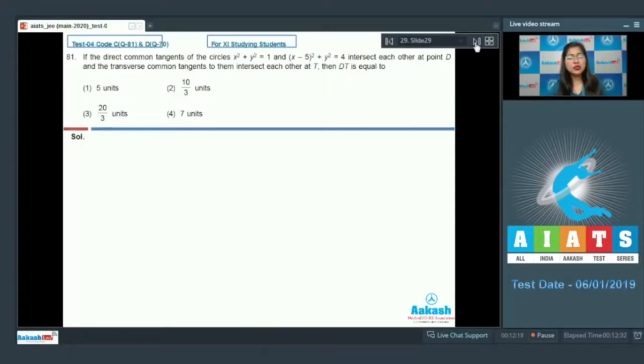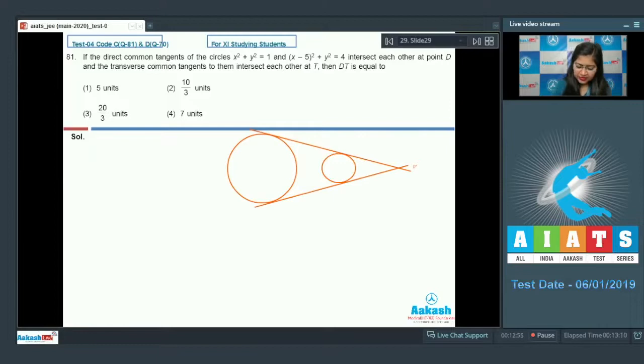Next is question number 81, which says that if the direct common tangents of the circles x square plus y square equal to 1 and (x minus 5) whole square plus y square equal to 4 intersect each other at point D, and the transverse common tangents to them intersect each other at T, then DT is equal to. Let us say these are the two circles and these are the direct common tangents on the two circles, which are intersecting each other at point D.